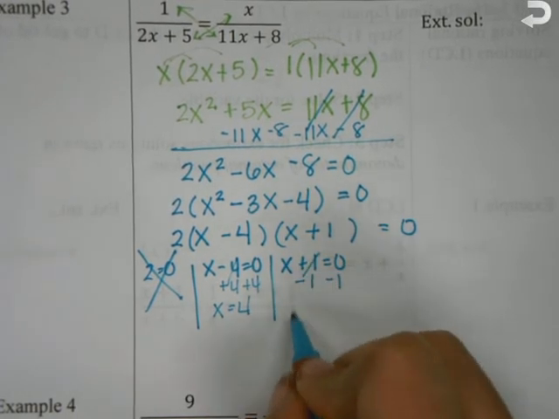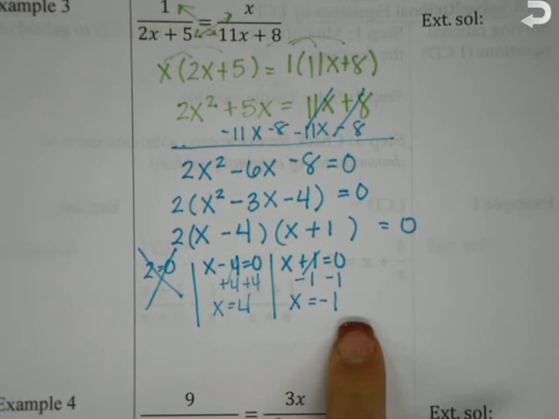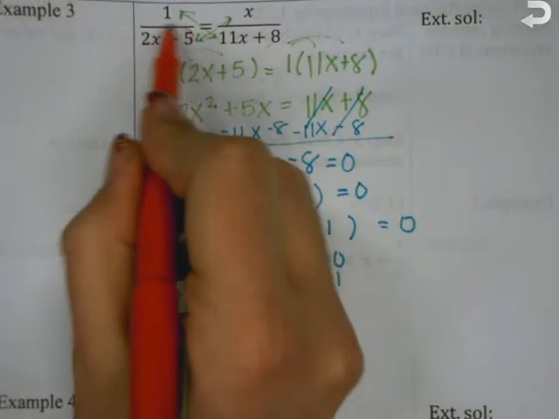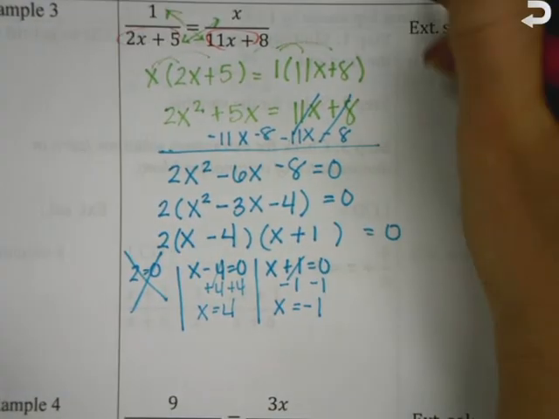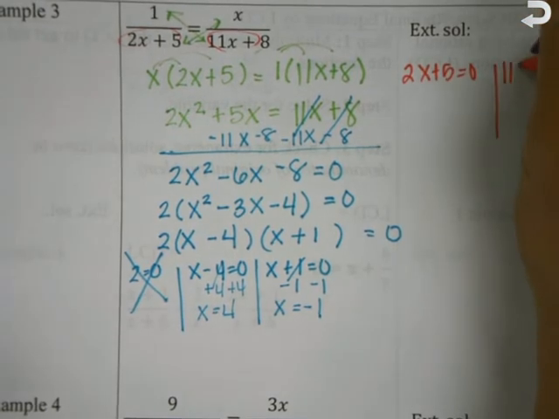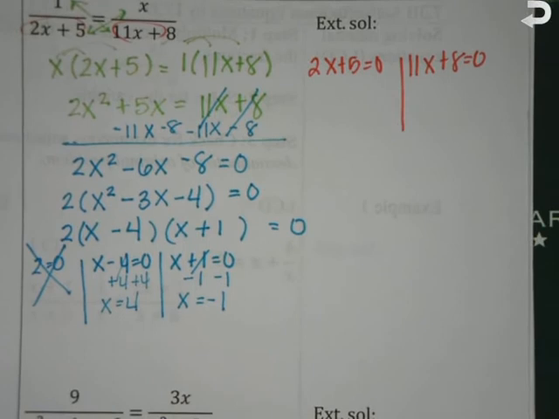Now this is when we really want to check for our extraneous solution. So let's set each of those denominators equal to 0. 2x plus 5 equals 0, and 11x plus 8 equals 0. So we're looking at the denominators.